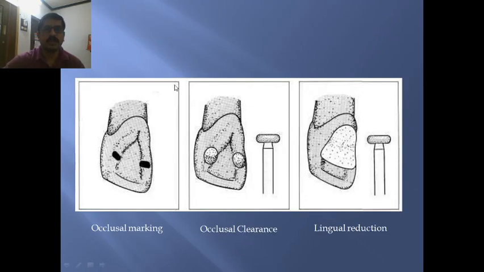Here we have the occlusal markings made with the articulating paper. We do the occlusal clearance using the wheel diamond bur, and the lingual reduction is made, which is 1.5 to 2 mm from the incisal tip, or just incisal to these marks that we have made.